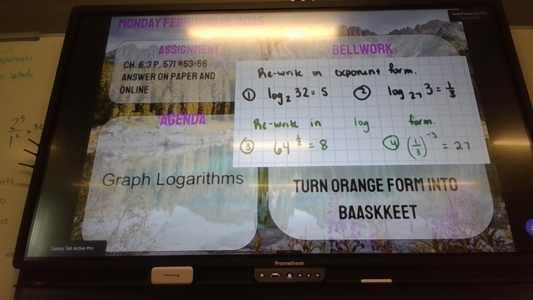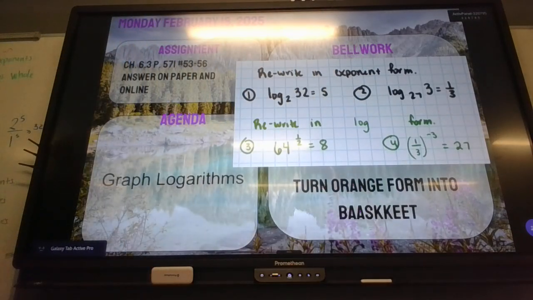Then you need to write it in log form. So you start by writing the word log, base 64. I always have to write the exponent next because logarithms equal exponent. I know the exponent will go next to the equal sign, and then the 8. And then I'll write log again. It's base 1/3. The -3 is the result, and the 27 goes in the argument spot. Log base 1/3 of 27 is -3. Okay, sounds like you guys had that down.